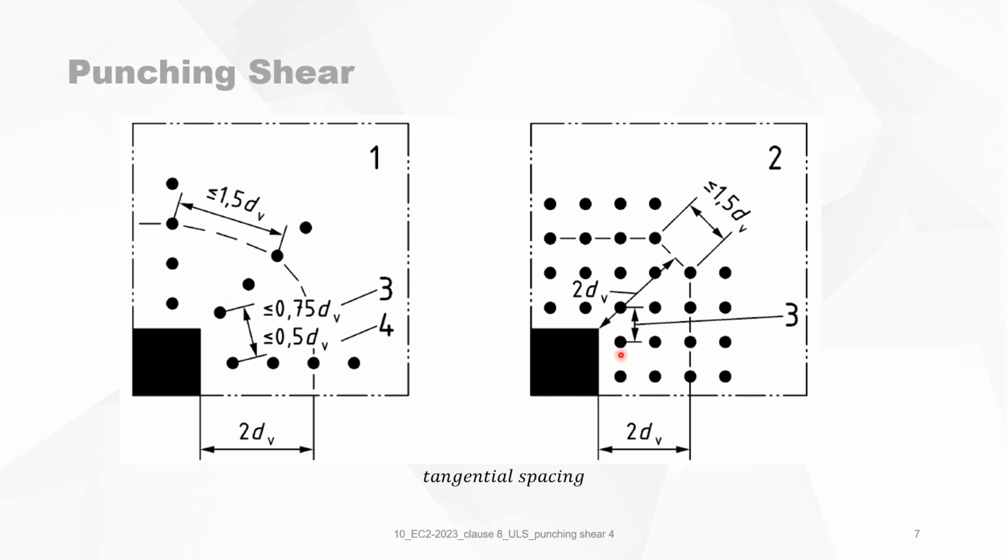For the bridge-like reinforcement, the rule is now clear. This distance should be smaller than 1.5 dV, and you also have two zones, inside 2 dV and outside this zone.